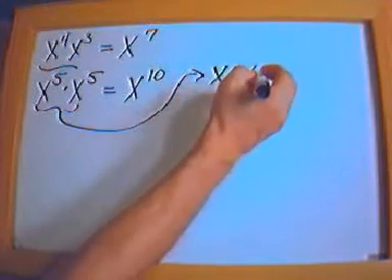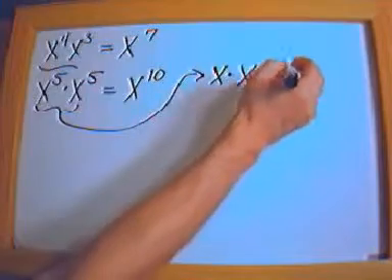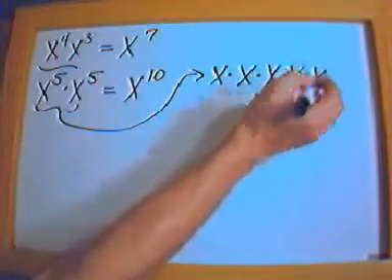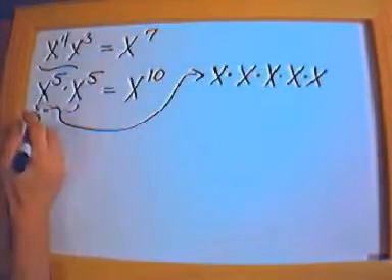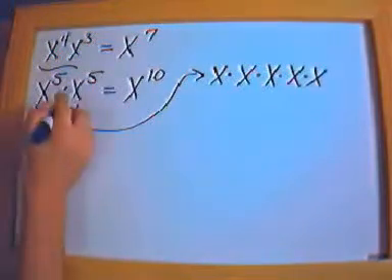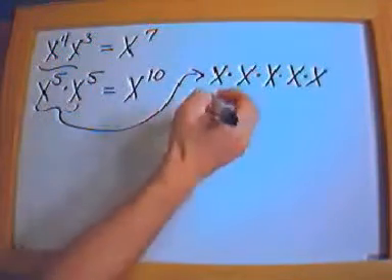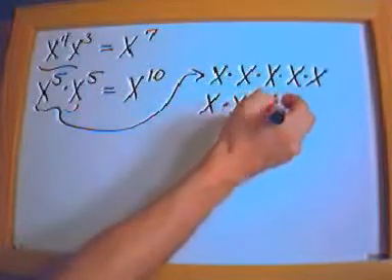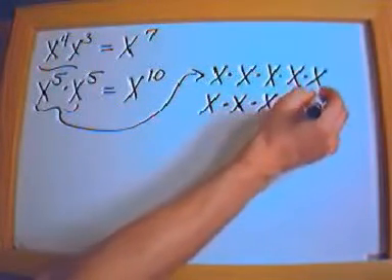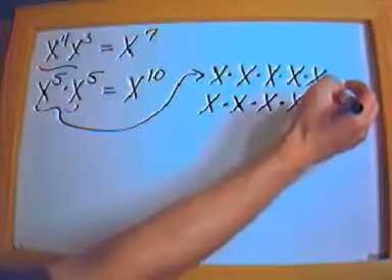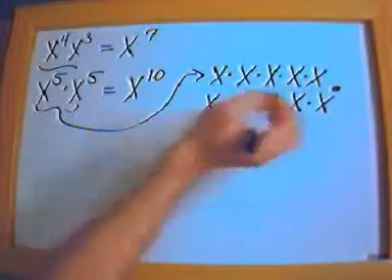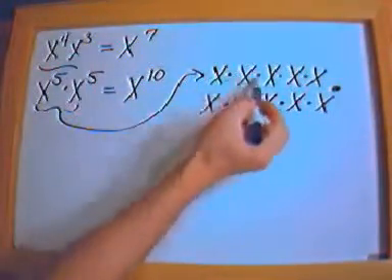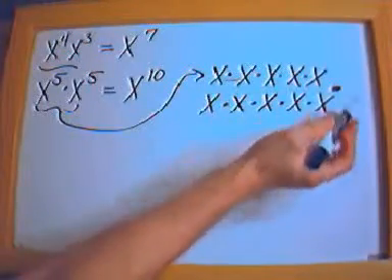X times x times x times x times x. Okay, that is x to the fifth. What is the second x to the fifth? Again, it's x times x times x times x times x. And these two things are multiplied by each other. The top x's multiplied by the bottom x's.